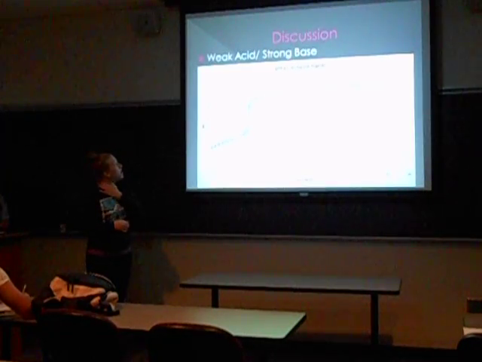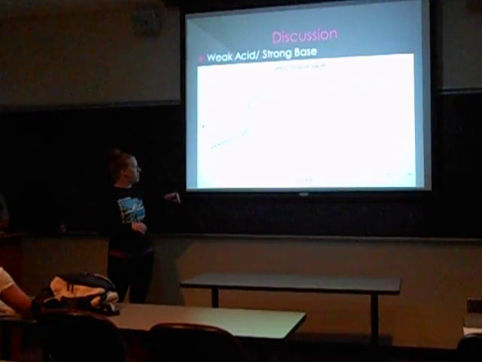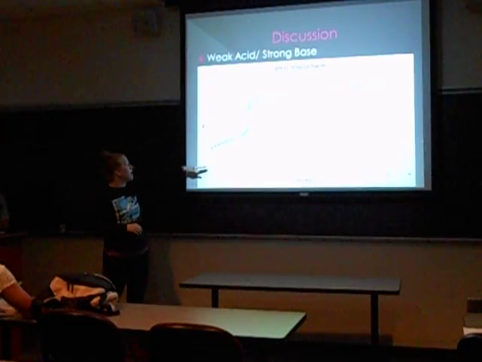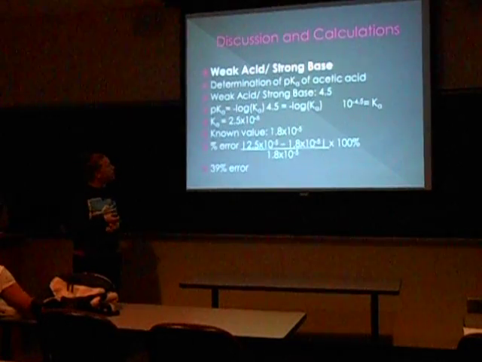This is for the weak acid and strong base, and you did the same procedure to find the pKa again. And as you can tell here, previously the pH was very acidic for the strong acid, and here you can see the difference that it's a little bit less acidic due to the weak acid.